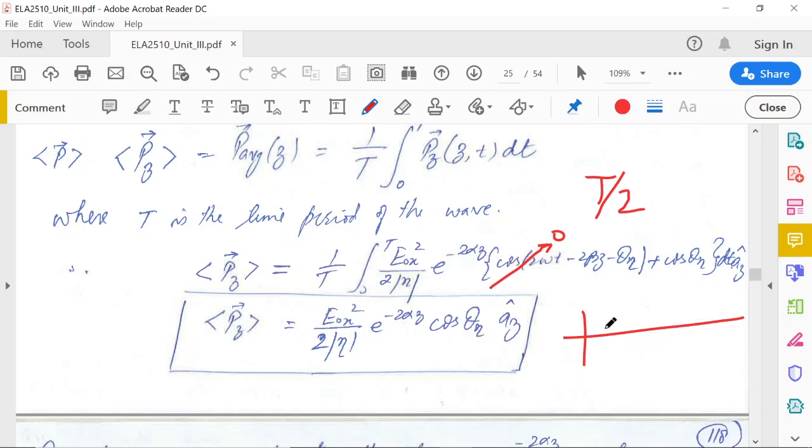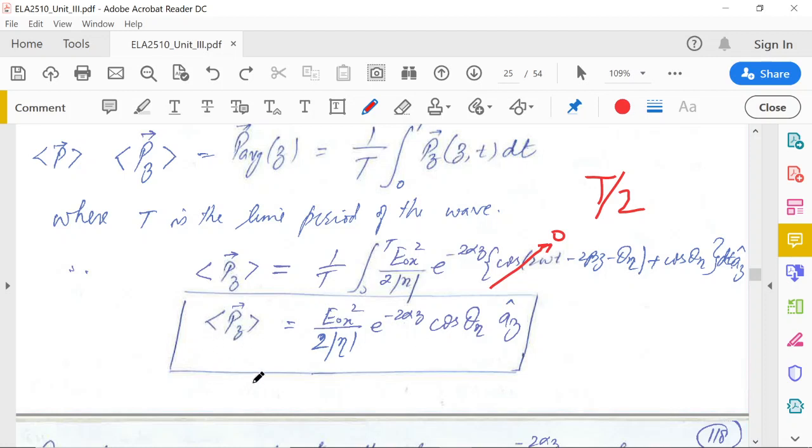So two cycles will be there, and when you average these two cycles, the positive and negative parts cancel out. Only the cos θn term remains. When you integrate, it is independent of t, so it will be T, and then you average by T, so it cancels out. You will get this one.